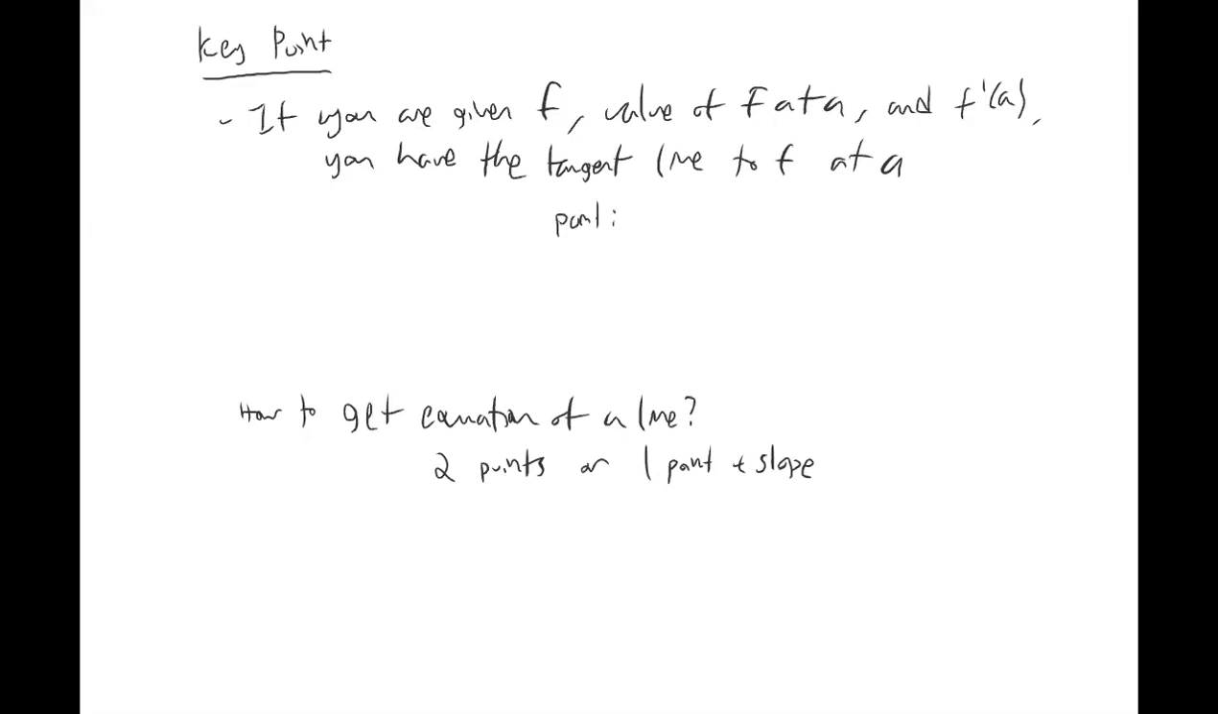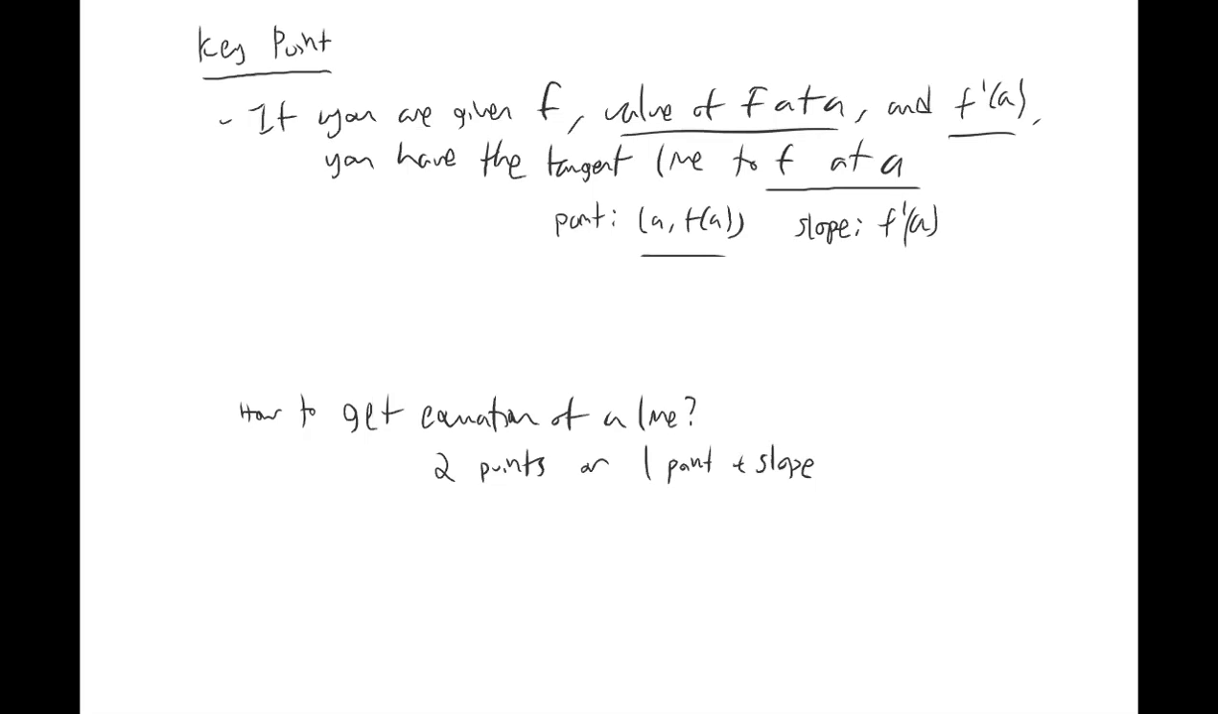The tangent line to f at a tells you the point, right? It's a, f of a. And remember, I said if you have the value of f at a, you have this. And the slope of the tangent line is f prime at a. So if you have that, you have a point and a slope, and once you have a point and a slope, you can get the equation of a line, right?